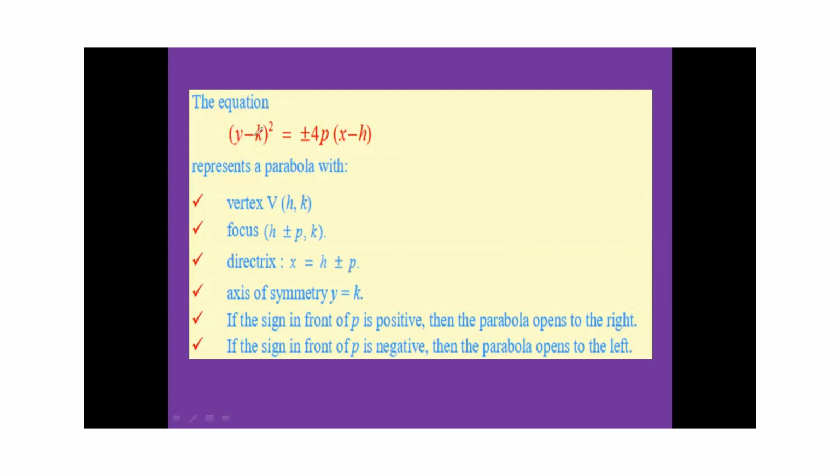These are some important notes. This is the equation of the parabola, whether it opens to the right or to the left. The vertex is (h, k), the focus is (h plus or minus p, k), the directrix is x equals h plus or minus p, and the axis of symmetry is y equals k. If the sign in front of p is positive, then the parabola opens to the right. If the sign in front of p is negative, the parabola opens to the left.